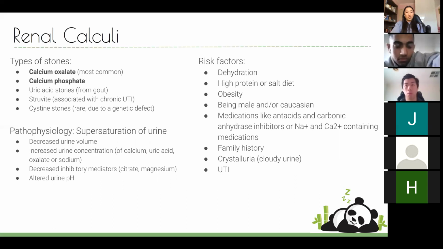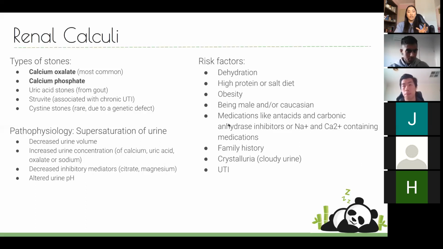The pathophys is just supersaturation of urine, and there are 4 things that can cause or trigger supersaturation. You can have decreased urine volume, most commonly due to dehydration. You can have increased urine concentration, so they might be eating a lot of protein, which would cause uric acid, or they could have high salt, and that would just increase the general concentration. Decreased inhibitory mediators like citrate and magnesium, you don't really have to know too much about, or altered pH.